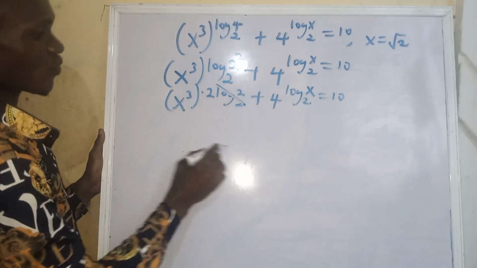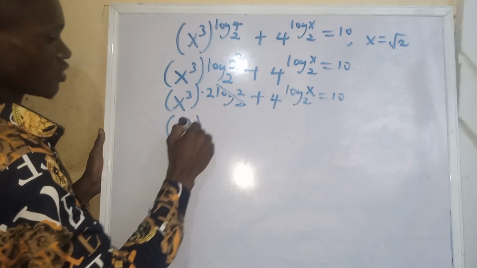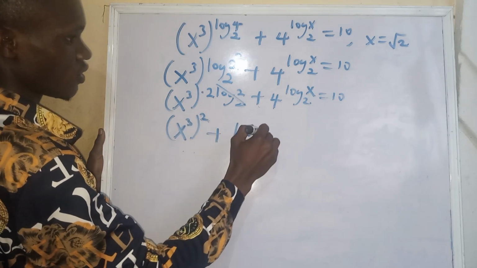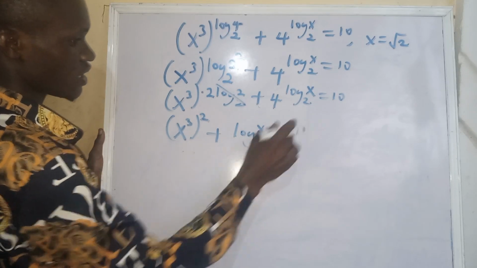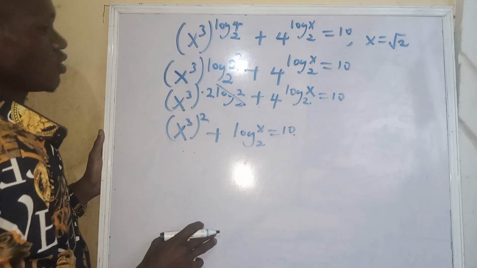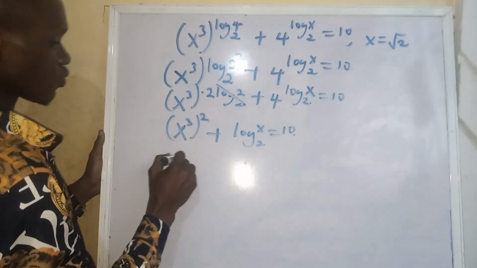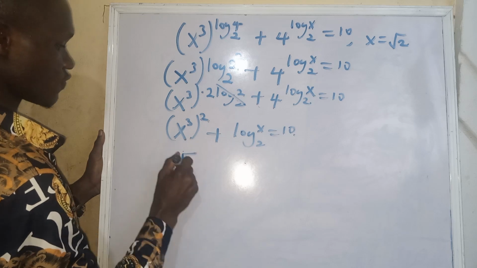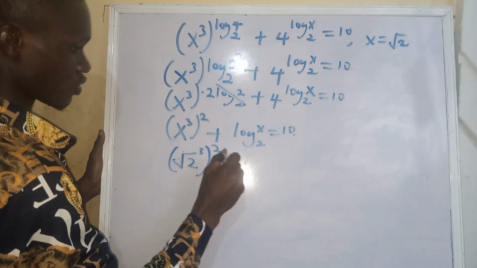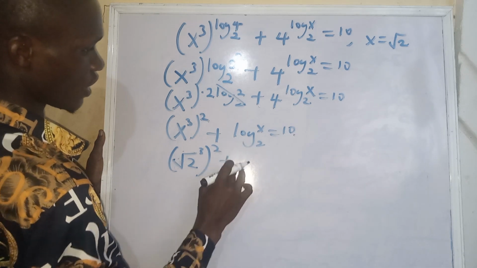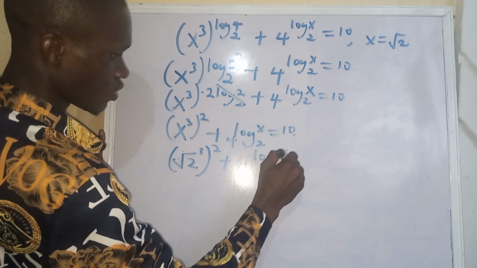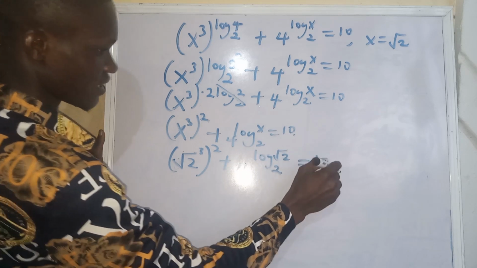So this and this can go. So we're now having x to the power of 3 or to 2 to the power of 2 plus log x to base 2 is equals to 10. And we said our x is equals to root of 2. So we can say root of 2 to the power of 3 or to the power of 2 plus log, sorry, we are having 4 here. 4 to log root of 2 to base 2 is equals to 10.